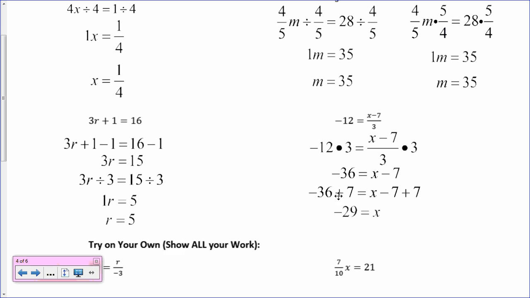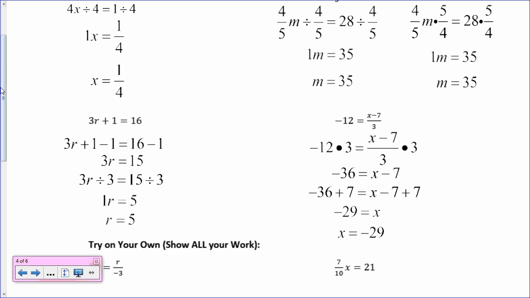And then I could leave my answer like this, that's totally fine. Or I can flip it around. And remember, that's the symmetric property that says you can go ahead and flip it and they still mean the same thing. Okay, so either of these answers would be acceptable.